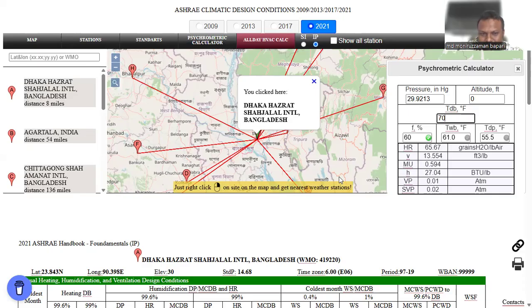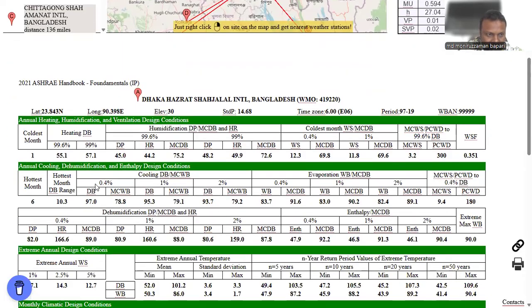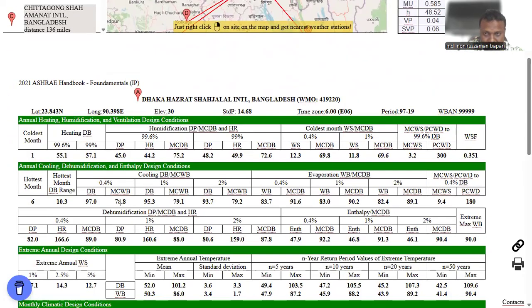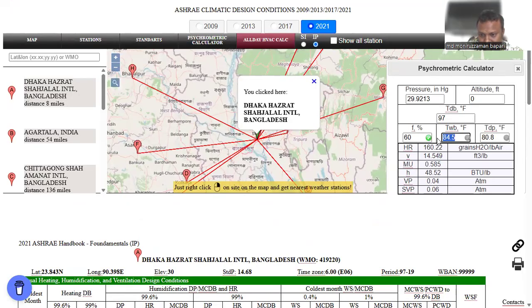Okay, well, when it comes to the ambient condition, the dry bulb temperature is 95, I guess. Let me check it in here. Yeah, 97 actually. So 97. And we have the wet bulb temperature. How is it? 78.8. Let's put 78.8 in here. So relative humidity 45%. We actually got 45.2 in the calculator. So it's okay.